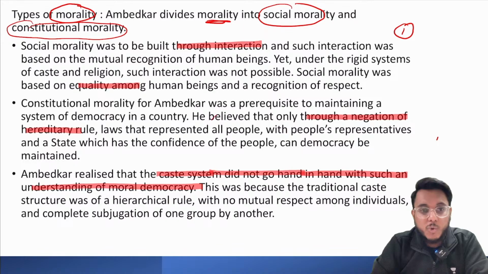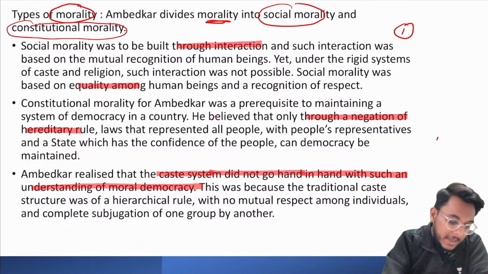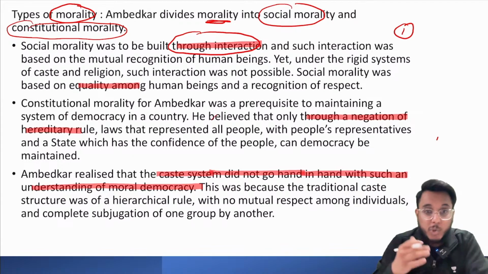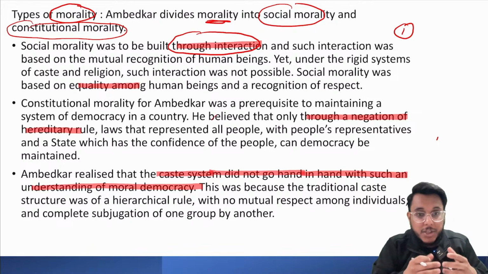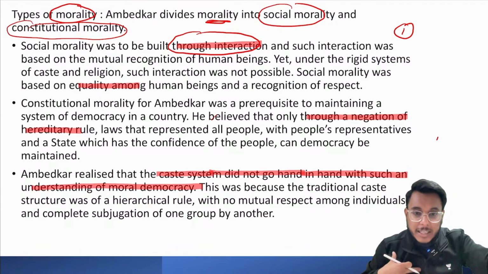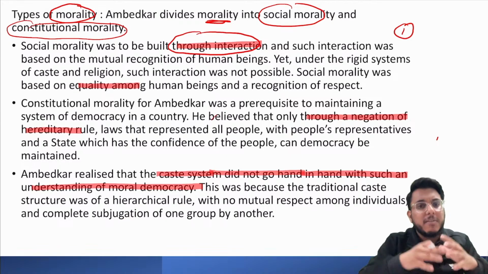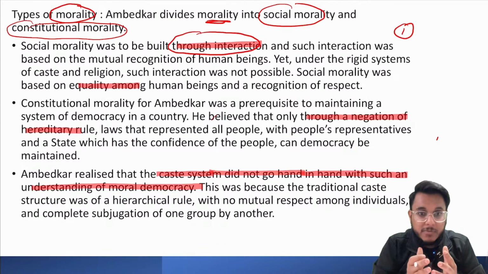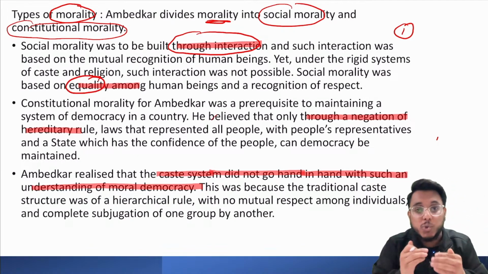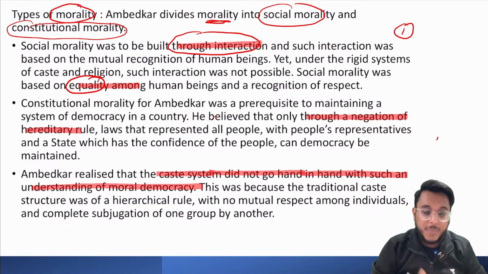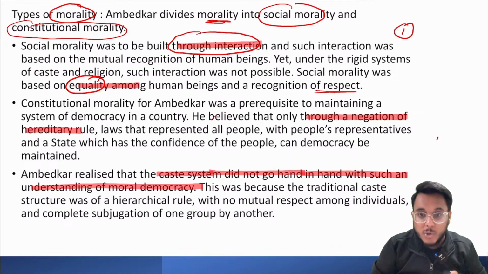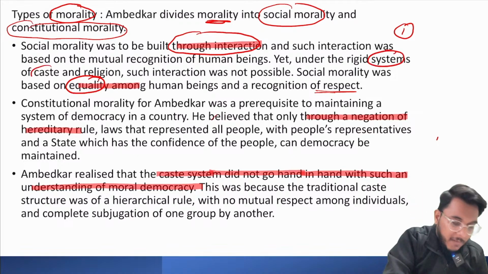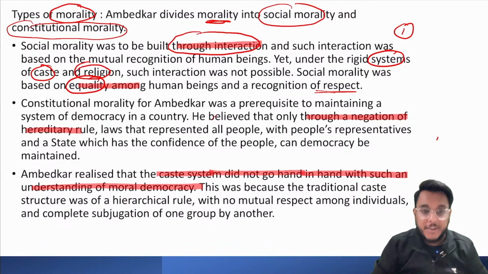First, let's discuss what social morality is. According to him, social morality is to be built through interactions with each other, through mutual respect, through mutual recognition that I am a human, the other person is a human, and because we both are human, we both are equal. So through interactions, mutual respect, mutual recognition, and equality, societal morality will come. We need to respect each other, but according to Dr. B.R. Ambedkar, that is not possible under the rigid system of caste and the rigid system of religion.